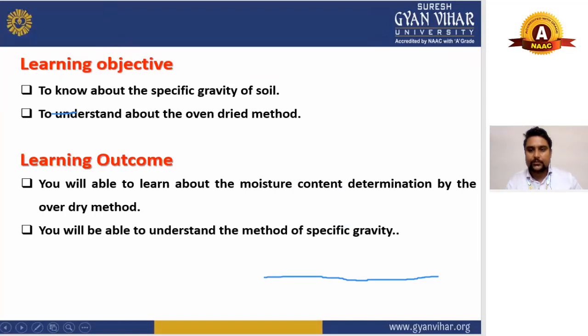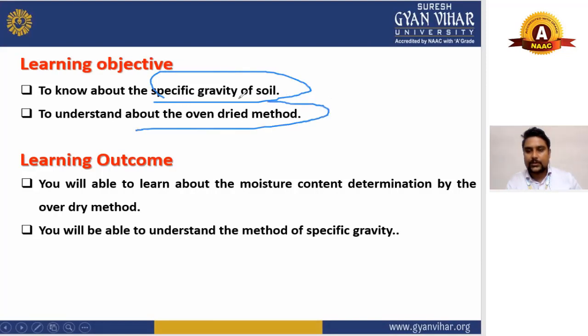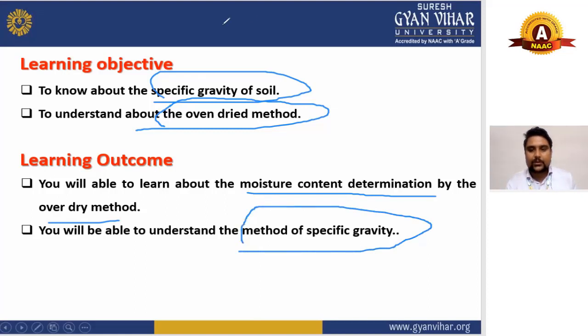First, come to the learning objective. Today we will learn about the specific gravity of soil, and we will also understand what the oven drying method of a soil is. And there is also a learning outcome. You will be able to learn about moisture content determination by the oven dry method, and you will also understand the method of determining the specific gravity of soil. This is a very important test which we perform in geotechnical engineering. So let's come to the next slide.